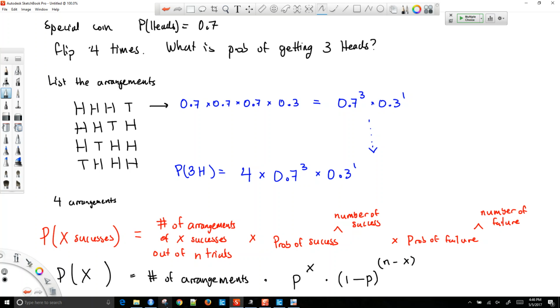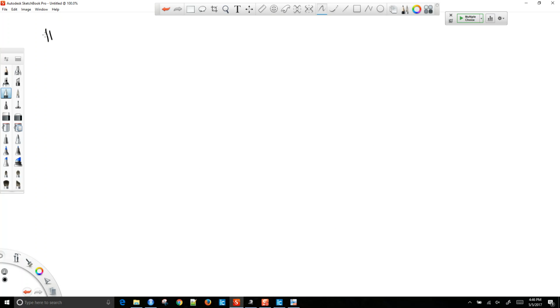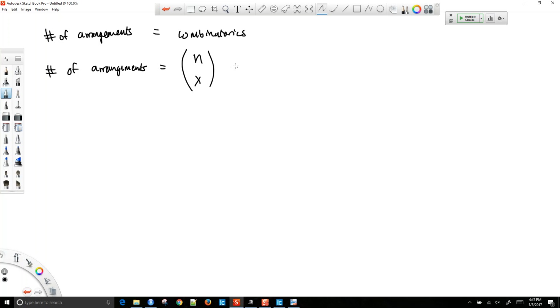Okay, so how do we get this number of arrangements? That is our last slide, okay? The number of arrangements comes from combinatorics. Basically, the number of arrangements is written as n choose x. The formula for this is n factorial divided by x factorial times n minus x factorial. Now I don't expect you to remember this because there's probably a button on your calculator that does this for you.